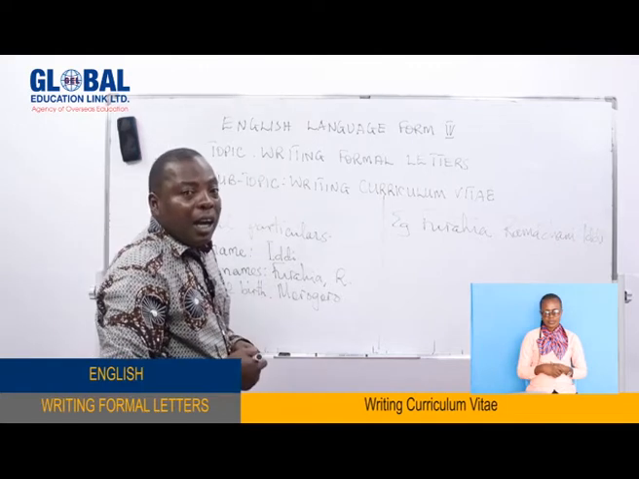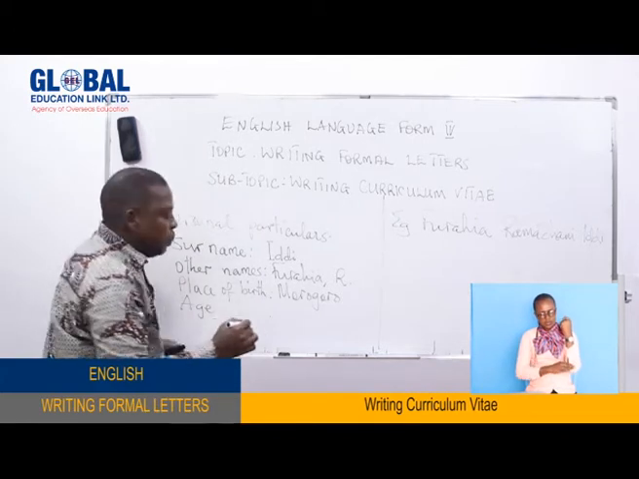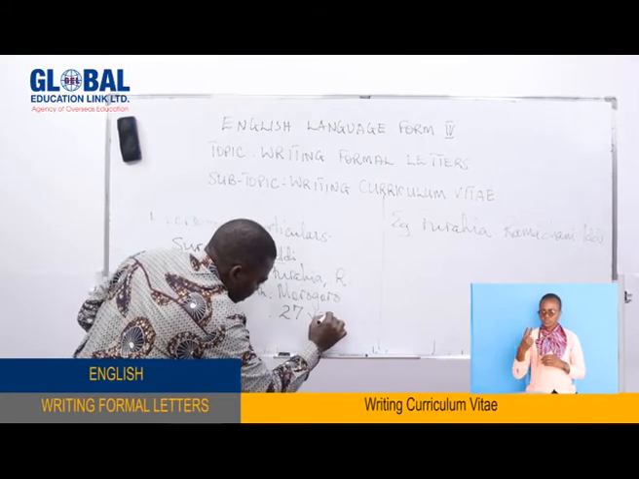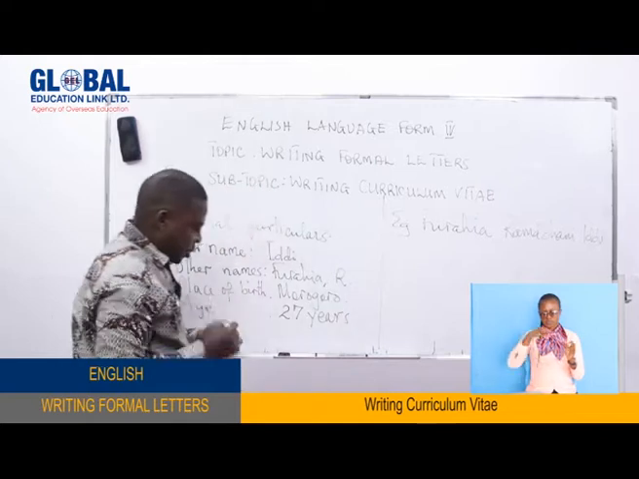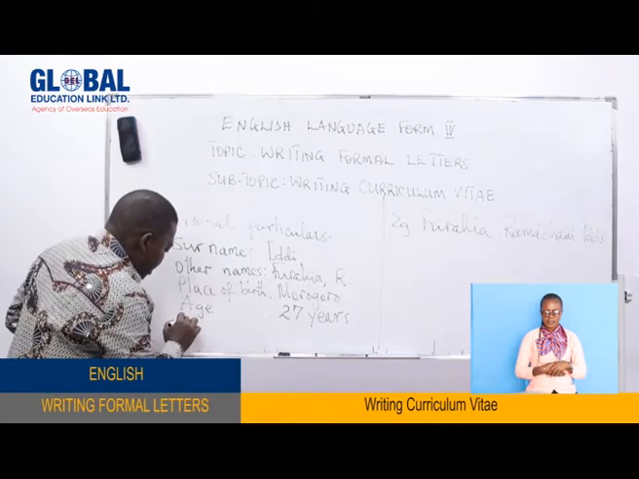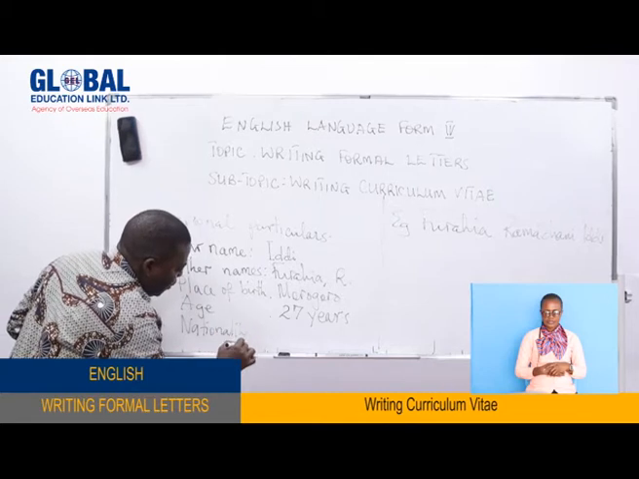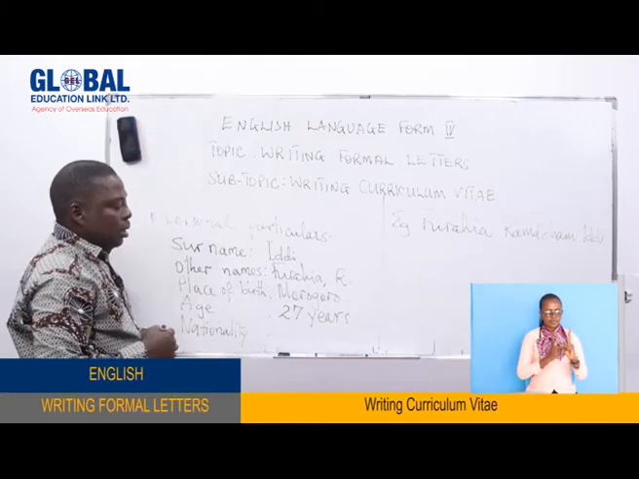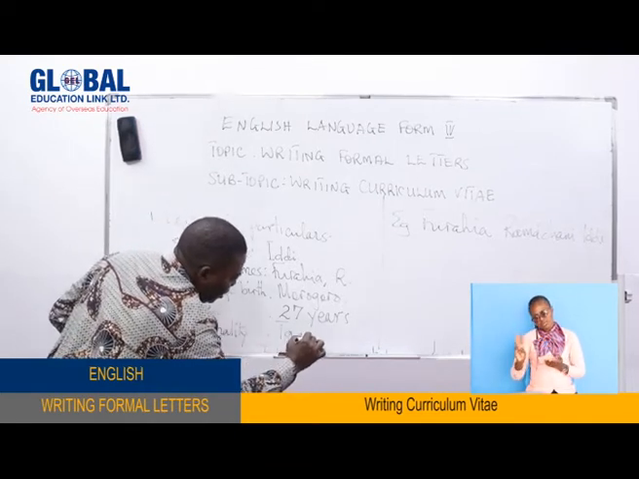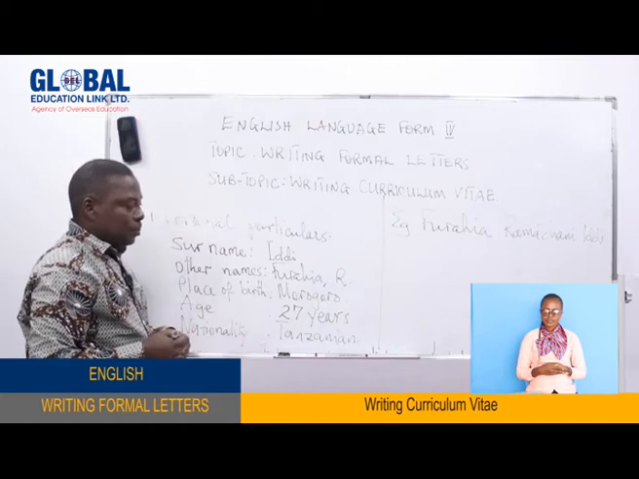The next information under personal particulars is the age, how old this person is. Maybe you might be 27 years old, which has to be followed by this other information. Talk about your citizenship, nationality. As we are Tanzanians, we can write that in that place.